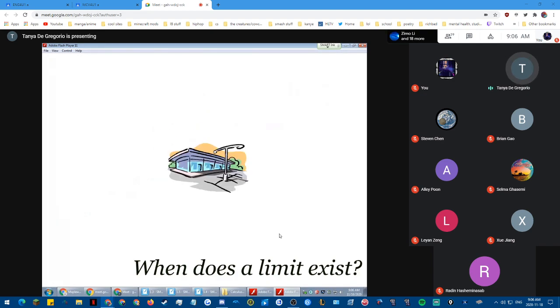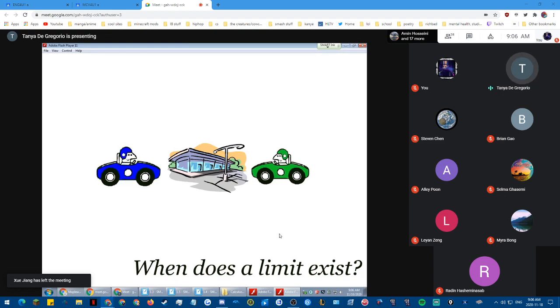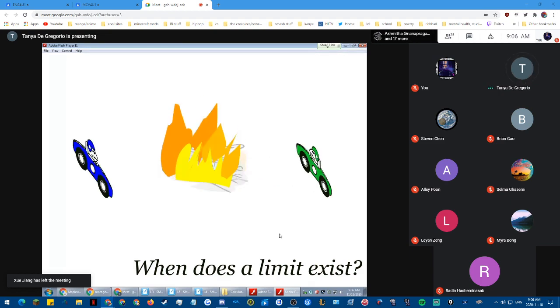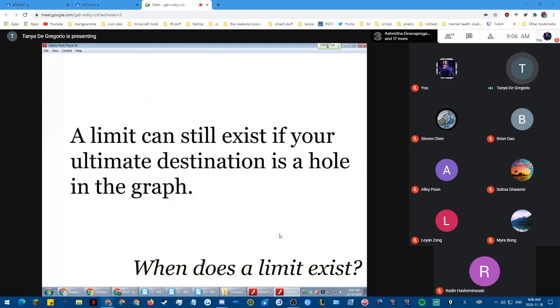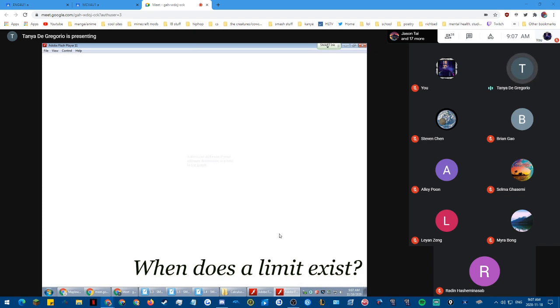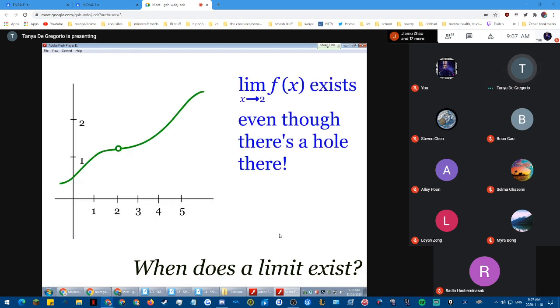Now, let's go back to our diner example one last time. Let's say we're traveling towards the diner. We both arrive at the same location, but the diner isn't there. Maybe it's caught fire or something. Does that mean the limit doesn't exist? The truth is, the limit will exist even if the diner's not there, because you still arrive at the same place. In other words, mathematically, a limit can still exist if your destination is a hole in the ground, because it doesn't matter whether or not the point is actually there. What matters is that you arrived at that point, coming from the right side and the left side.